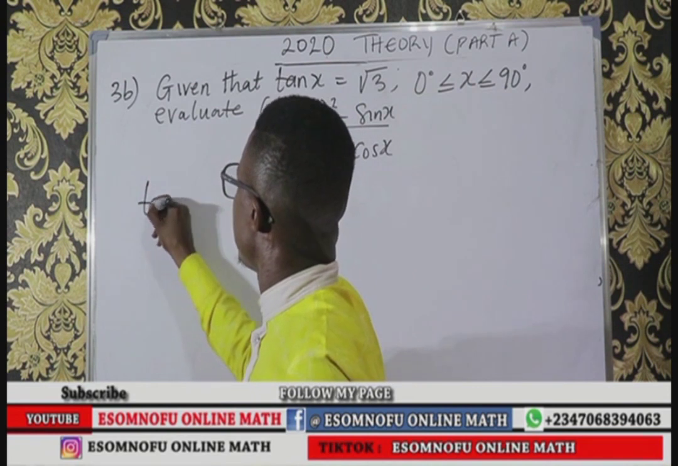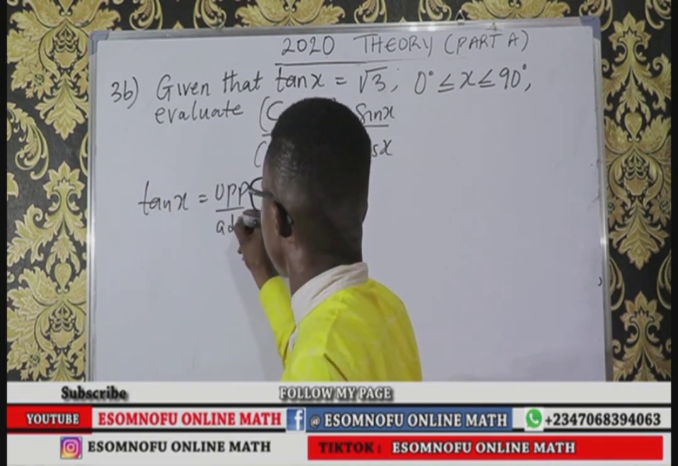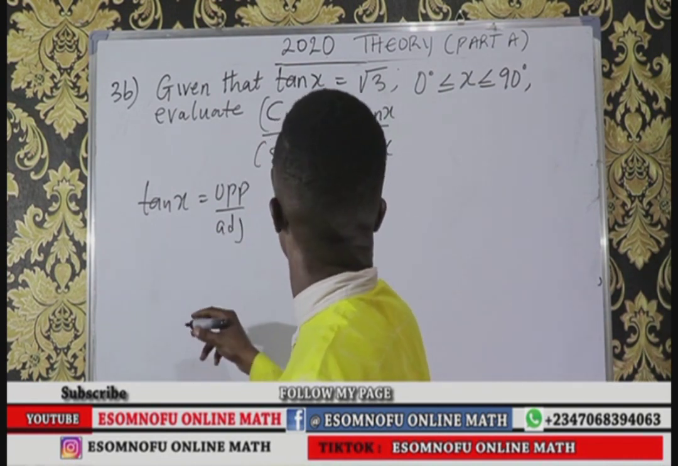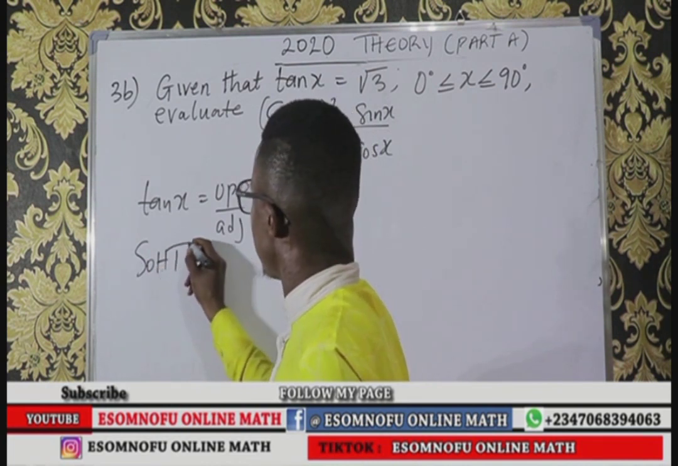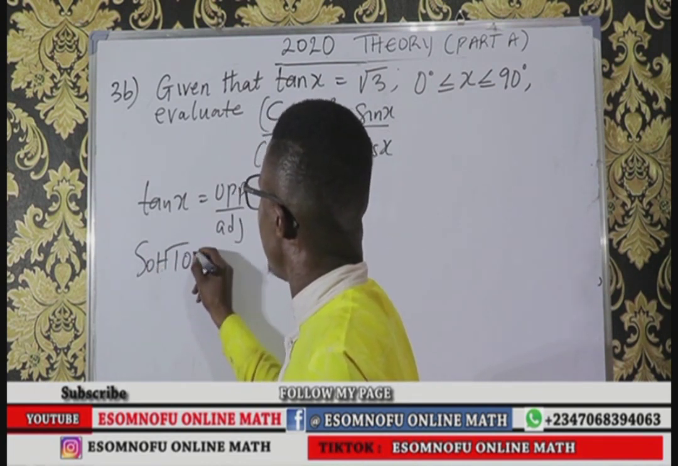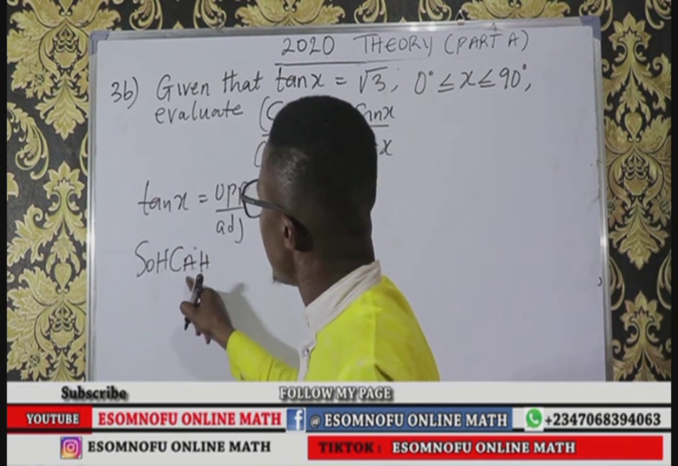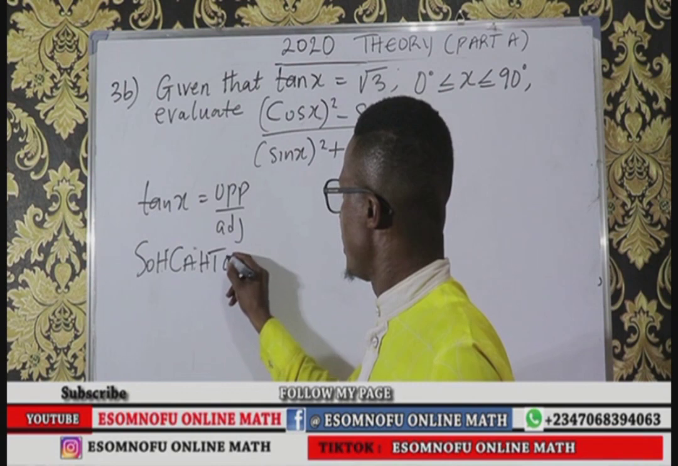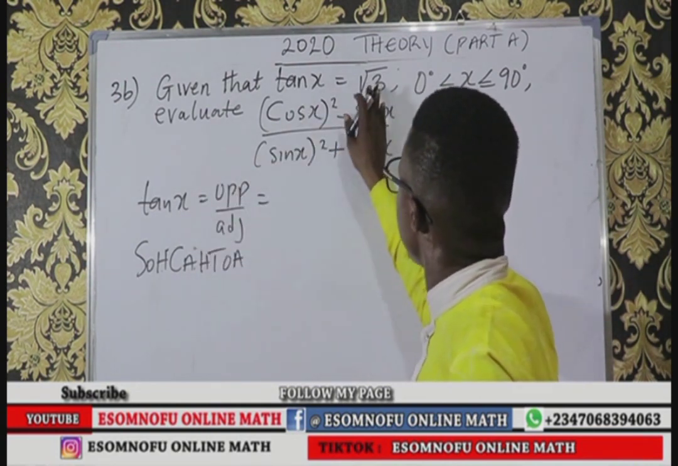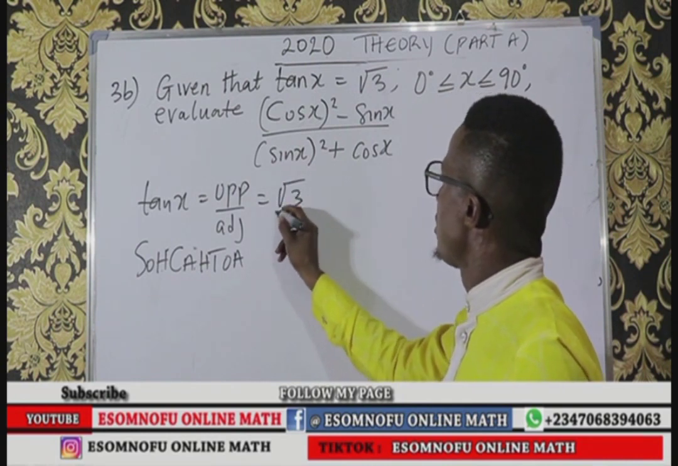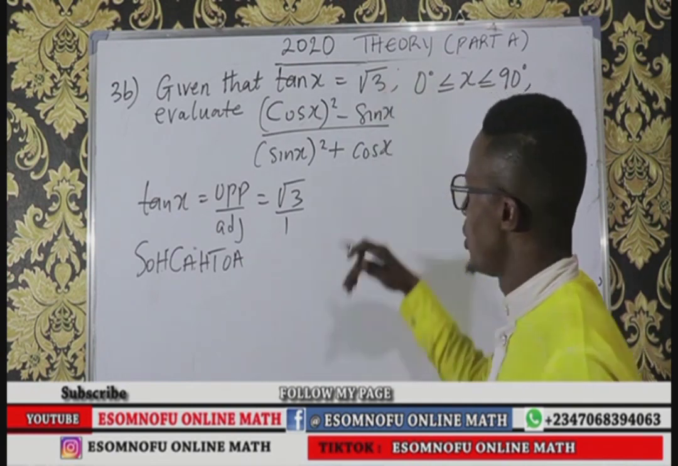Remember that tan X or tan theta is opposite over adjacent. Sine is opposite over hypotenuse. Cosine is adjacent over hypotenuse, while tan is opposite over adjacent. And the same tan X, we are told that is equal to root 3. This root 3 can be seen as root 3 over 1, because if I divide root 3 by 1, I will still get root 3.